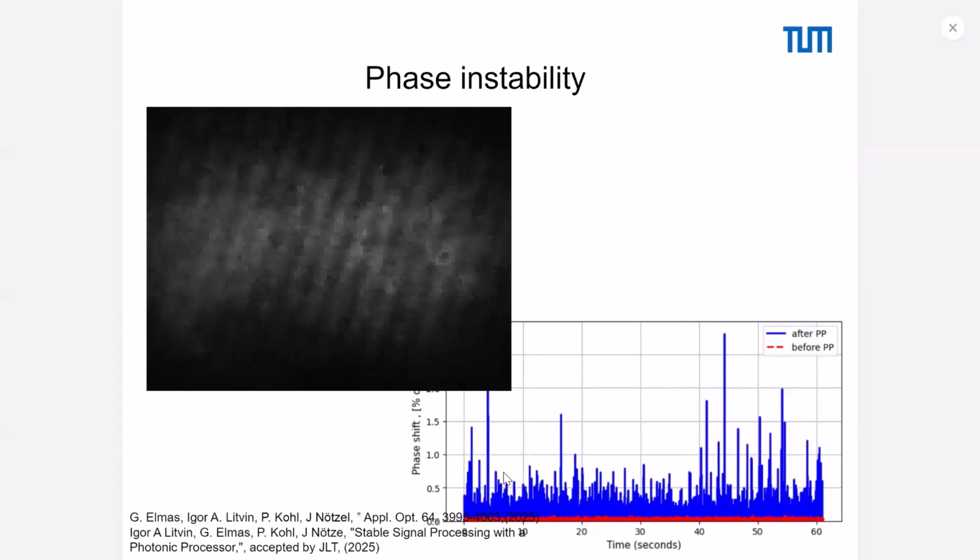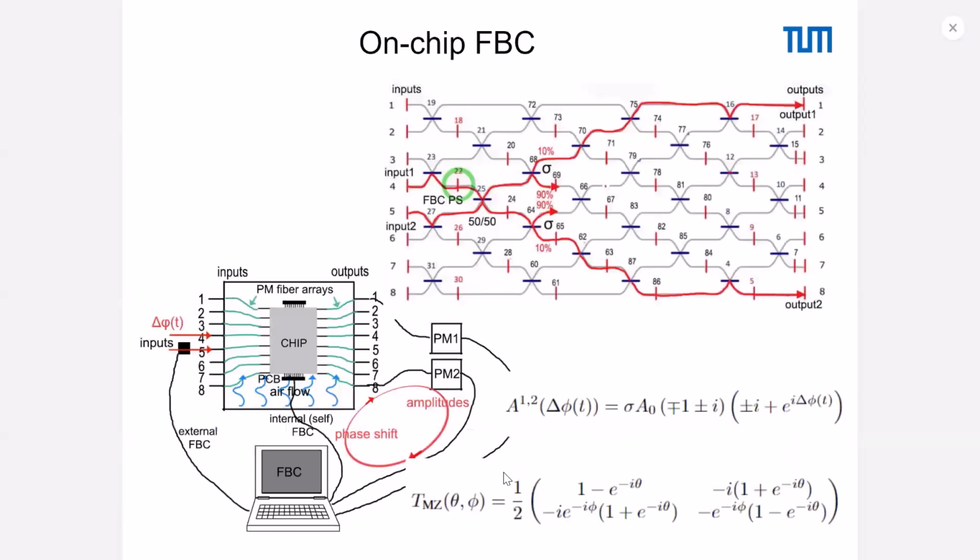So we can see it's quite serious jumps. And so how to sort it out? One of the ways to sort it out is to use feedback control. So we propose such a scheme of feedback control. We are quite lucky because the photonic processor actually has a lot of phase shifters.